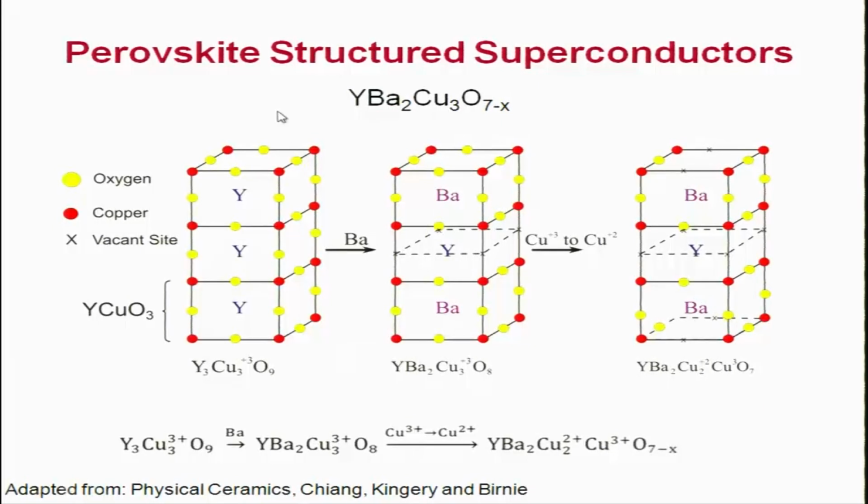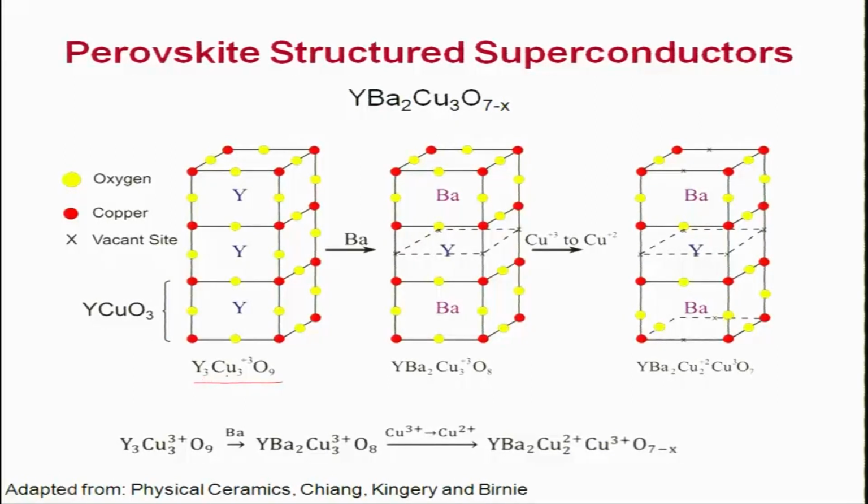So, one such structure is yttrium barium copper oxide. Yttrium barium copper oxide is a superconductor, YBa2Cu3O7 minus X. Now, if you look at the parent compound of this material, as drawn on the left, the parent compound is Y3Cu3O9. It has a tetragonal structure. In this unit cell, you can see it is made up of 3 unit cells of YCuO3.